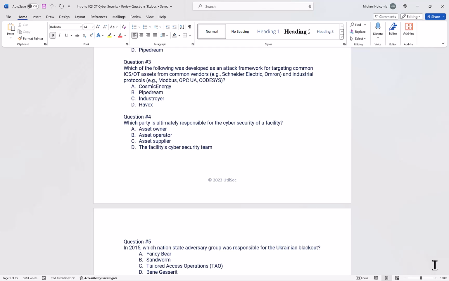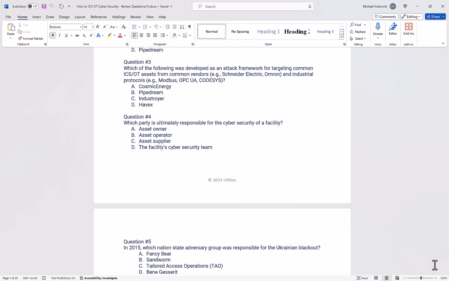So we talked about this idea of asset owners and asset operators, which could be weird terms if you're new to ICS OT. But if you just take off the asset part, I think it's easier. It's the owners. It's the people or the company that owns that facility. My first ICS project was a power plant for Dominion Energy. So Dominion Energy were the owners. They were the asset owner.